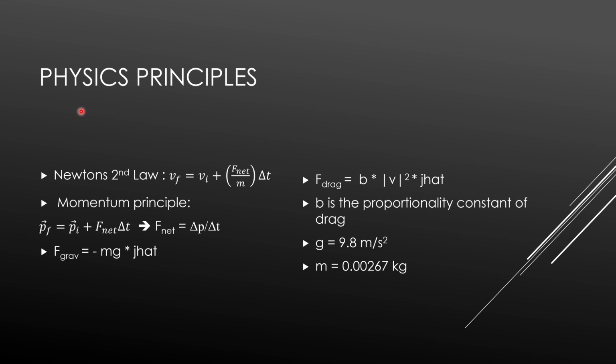The physics principles used: as I said, we use Newton's second law. You can derive the momentum principle from that. From there, you can get that net force is equal to change in momentum over change in time. We also use the force of gravity, which is equal to negative mass times acceleration due to gravity times j hat, which is the direction of the force. We also use the force of drag, which is equal to b times speed squared times j hat. b is the proportionality constant of drag. We also use g, which is acceleration due to gravity, 9.8 meters per second squared, and this was the mass of the ping pong ball.